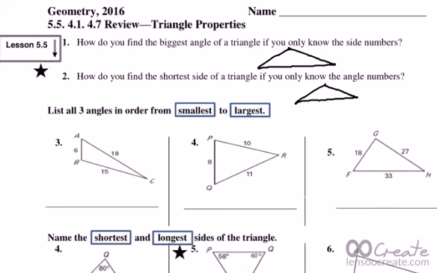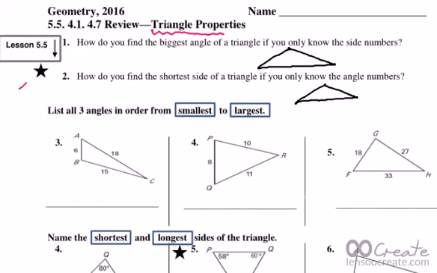Right, math friends, we're going to work on the review for chapter 4, the first part of chapter 4, covering sections 5.5, 4.1, and 4.7. We will be talking about all the different kinds of triangle properties and how sides and angles are all related.